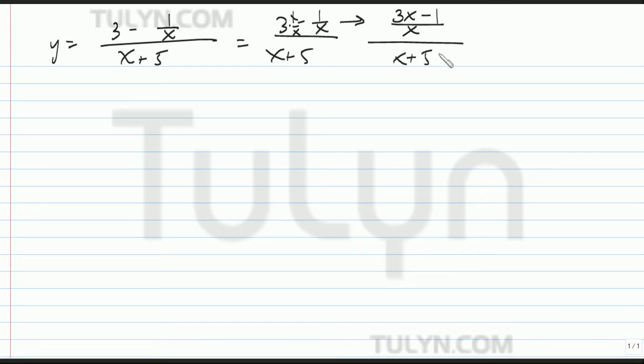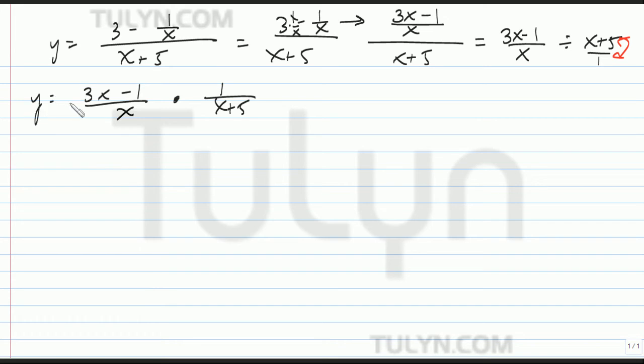So now when I'm dividing by x plus 5, it will look like this: (3x minus 1) over x divided by (x plus 5) over 1. So it'll be (3x minus 1) divided by x times the reciprocal of this fraction, which will be 1 over x plus 5. Multiply numerator times numerator: 3x minus 1 times 1 is 3x minus 1. Then x times x plus 5 uses the distributive property, and it'll be 3x minus 1 over x squared plus 5x.